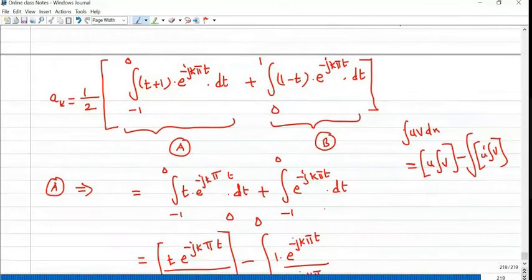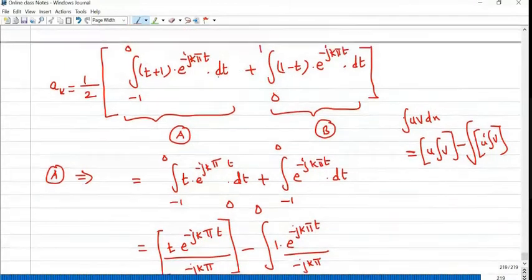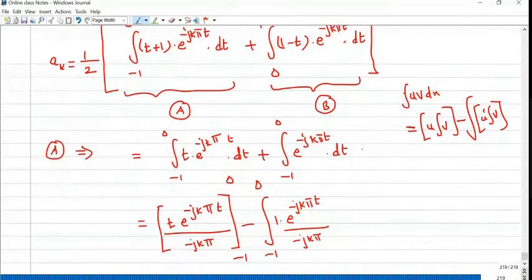No, no, I'm solving this step separately. It will be very lengthy. Okay. So we'll solve one by one. So term A only I'm solving now.